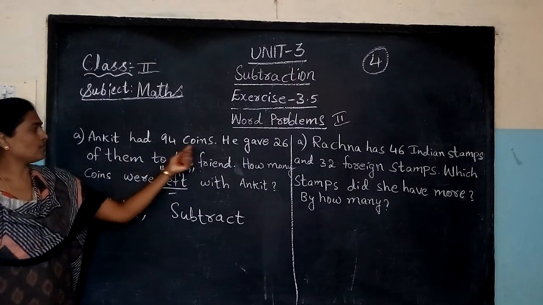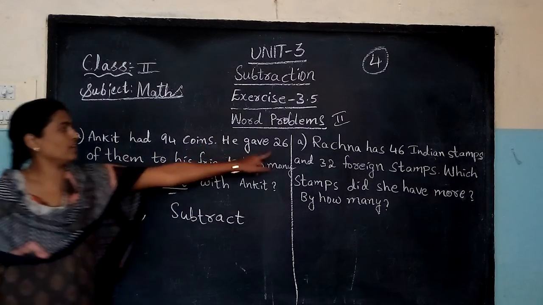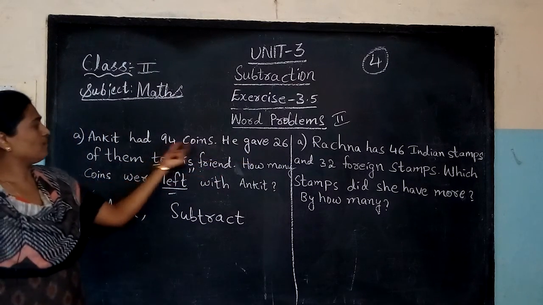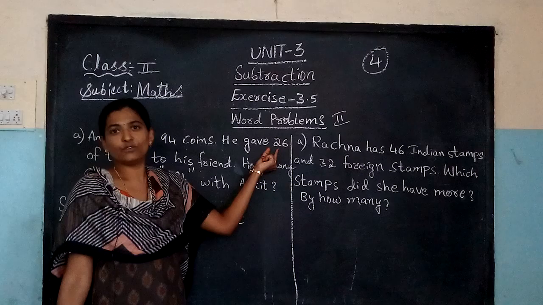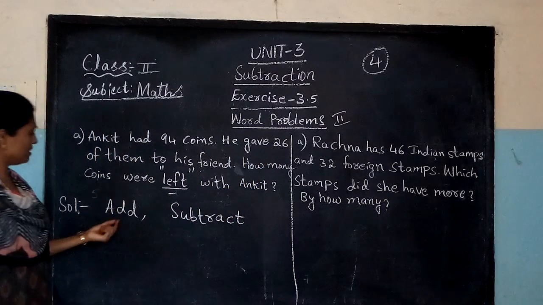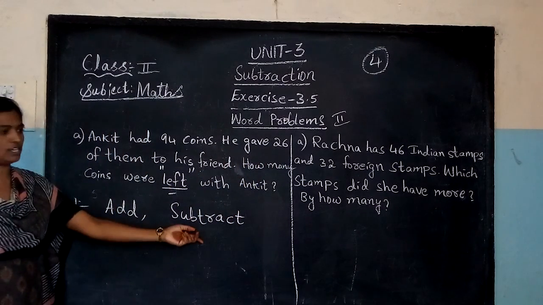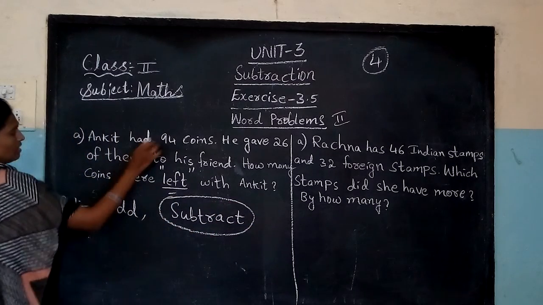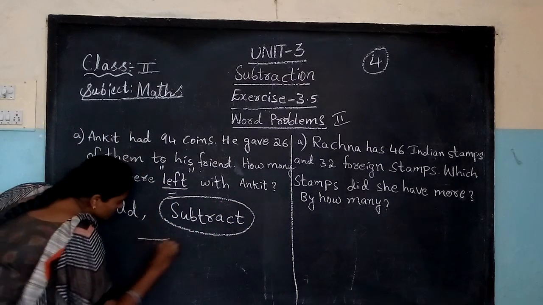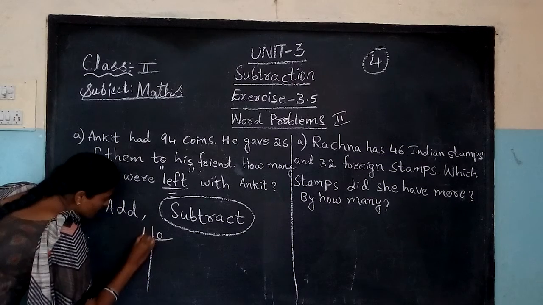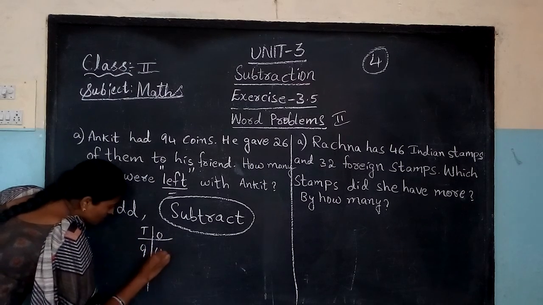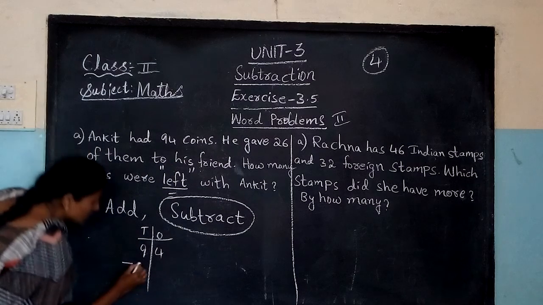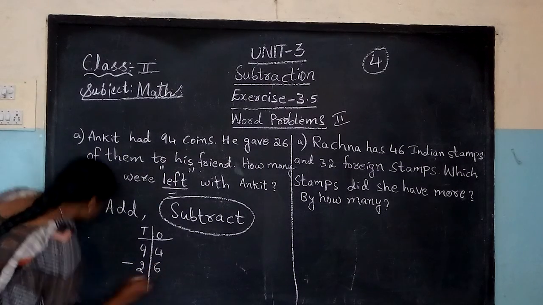Yes, 94 coins are there. Among 94 he gave 26 of them to his friend. Means 94 minus 26. You have to do minus. Means you have to circle addition or subtraction. Yes, circle the subtraction. What numbers are there? 9 tens and 4 ones. 94 minus how many he gave to his friend? 26.